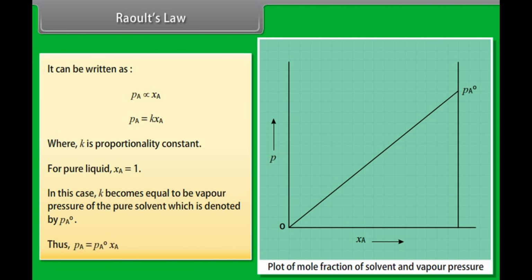Thus, Pa = P°A × Xa. For solutions obeying Raoult's law at all concentrations, its vapor pressure would vary linearly from 0 to the vapor pressure of pure solvent.